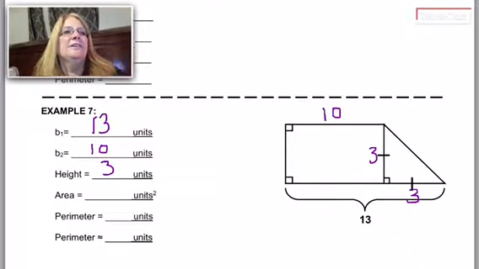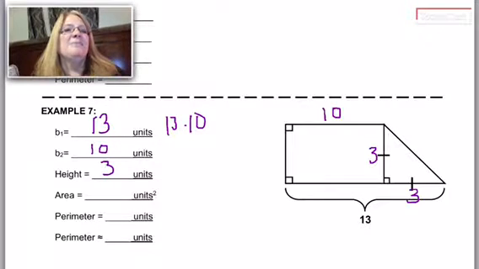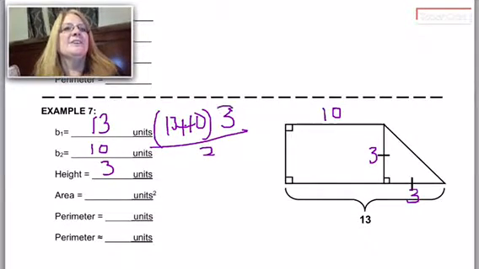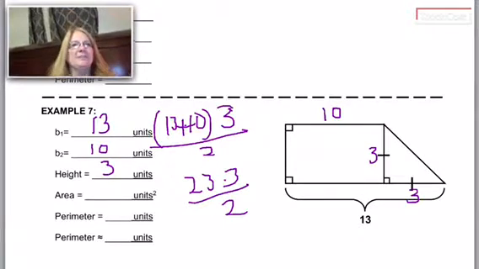So the area is base plus base times the height divided by 2. So we get 23 times 3 divided by 2, which is 34.5.